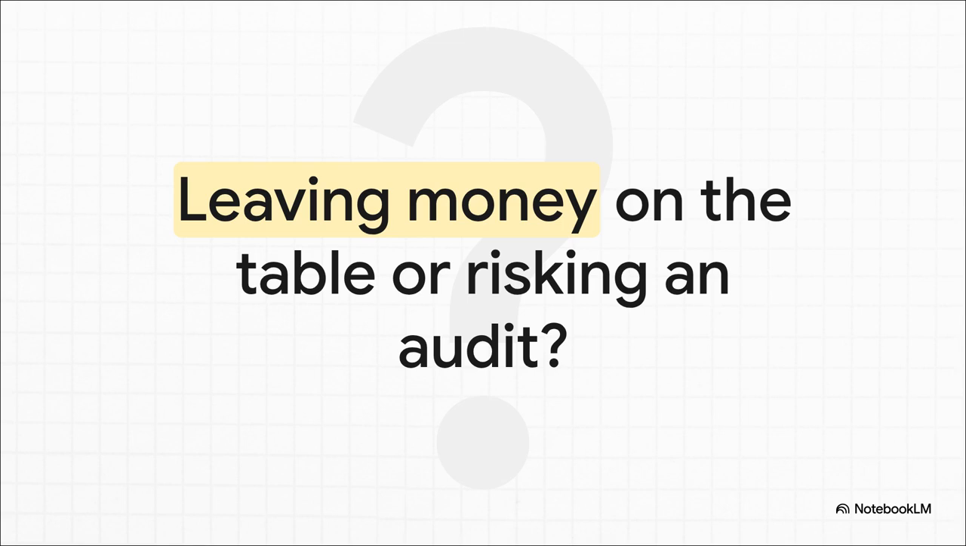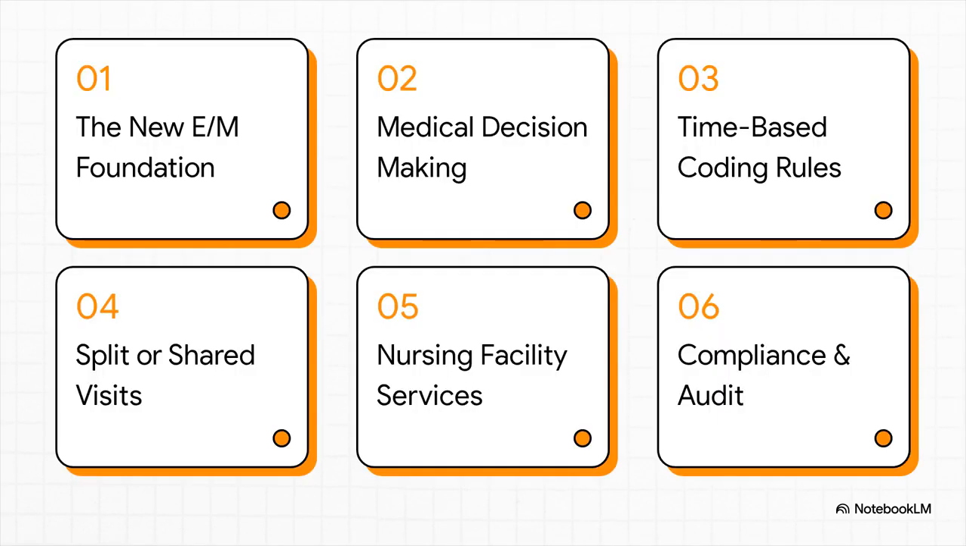Let's kick things off with a hard truth. When it comes to E&M coding, inaccurate documentation is a massive double-edged sword. Undercoding, you're literally leaving your well-deserved reimbursement on the table. Overcoding, you're leaving the door wide open for a devastating compliance audit. Proper documentation isn't just paperwork, it is your shield and the absolute key to making sure you are compensated fairly for your work.